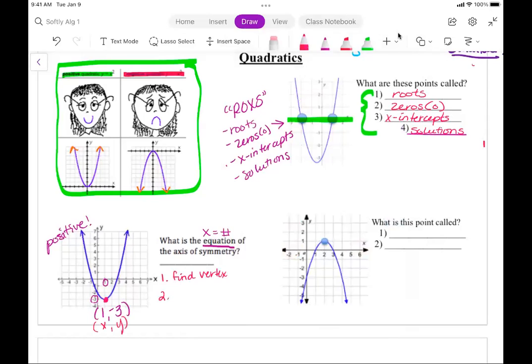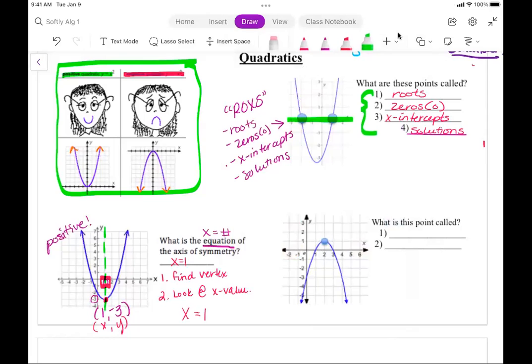Step 2 is look at the x value. And that will tell you exactly what my equation of symmetry or axis of symmetry will be. So right now, my x is at 1. So that's literally going to be the answer, x equals 1. Because if I draw a line down perfectly through the middle of this parabola, I go through number 1. Notice that. X equals number 1.